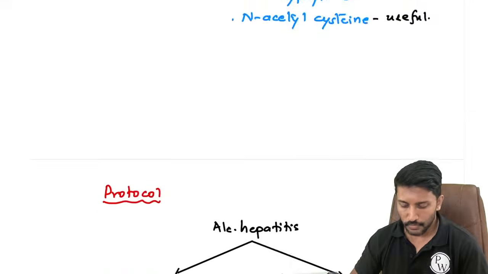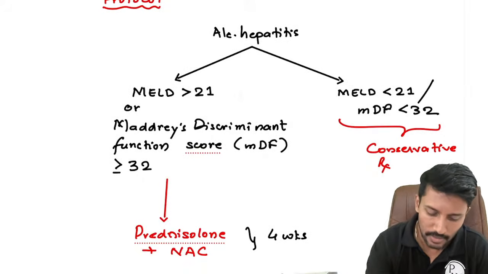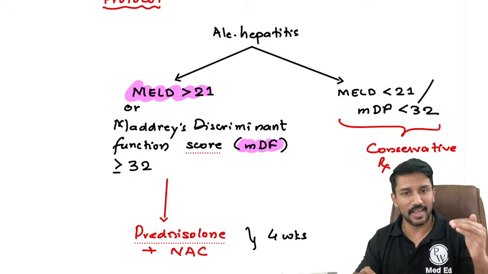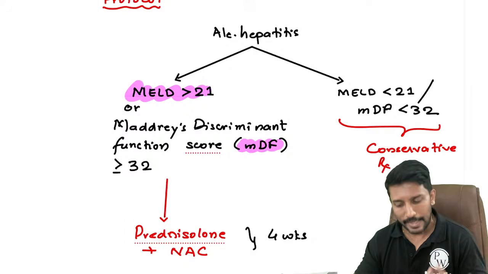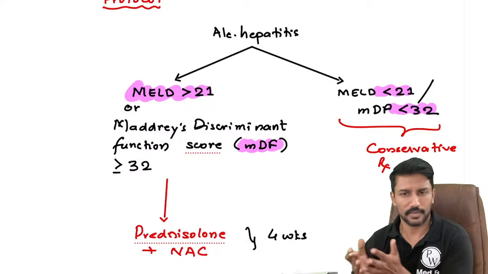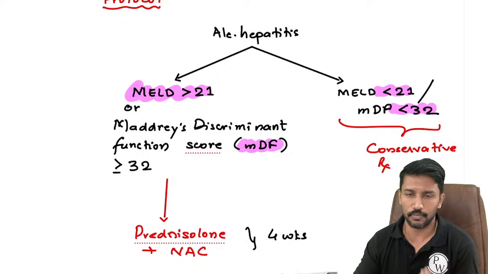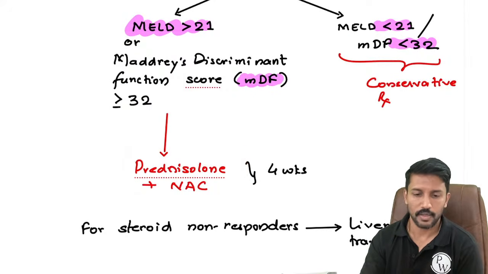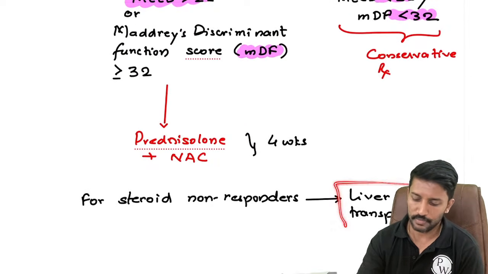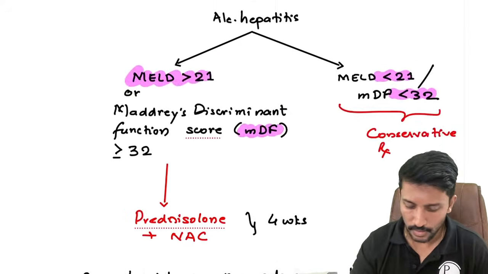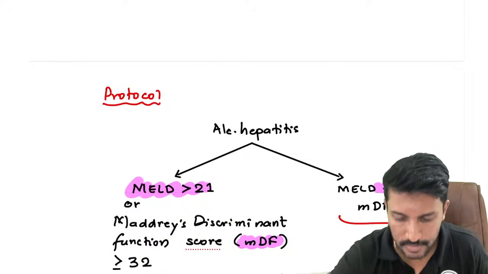Okay. Whether to give steroids or not will be decided based on the MELD score or the Maddrey's discriminant function score. If one of them is high, we give steroids for 4 weeks. If it is low, then we just try to manage conservatively with supportive care. N-acetylcysteine, we can give pentoxifylline. Doubtful benefit, we can give. But for those where we started steroids and they are not responding, in them, the only choice we have is to push them for liver transplantation. Okay, so that is about alcoholic hepatitis.